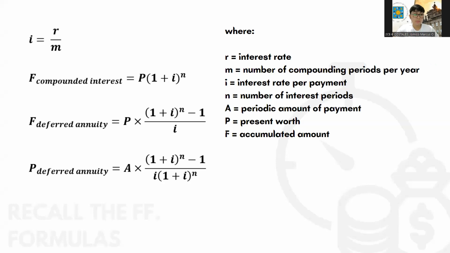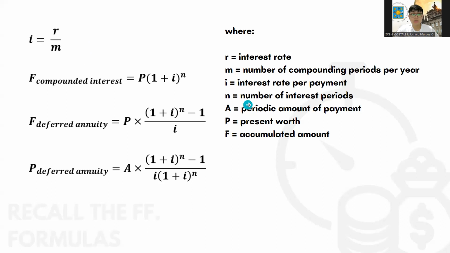In order to solve the problem, we should remember the following formulas. I is equal to R over M. F under compounded interest is equal to P times the quantity of 1 plus I raised to N. F under deferred annuity is equal to P times the quantity of 1 plus I raised to N minus 1 all over I. And P under deferred annuity is equal to A times the quantity of 1 plus I raised to N minus 1 all over I times the quantity of 1 plus I raised to N, wherein R is equal to the interest rate, M is equal to the number of compounding periods per year, I is equal to the interest rate per payment.